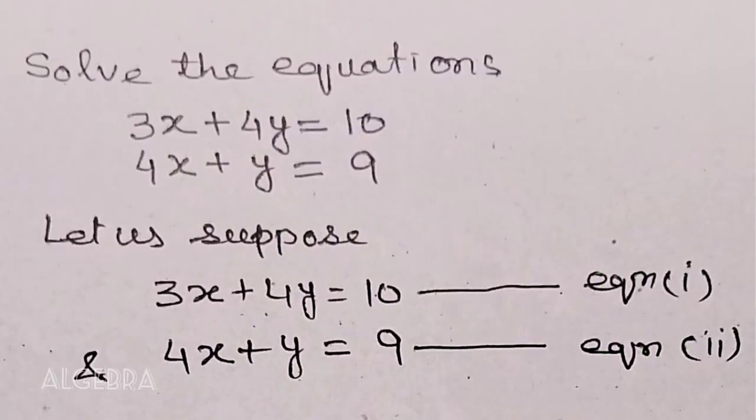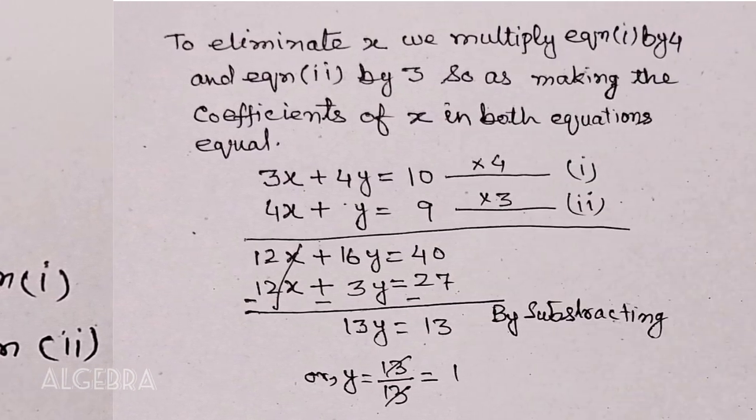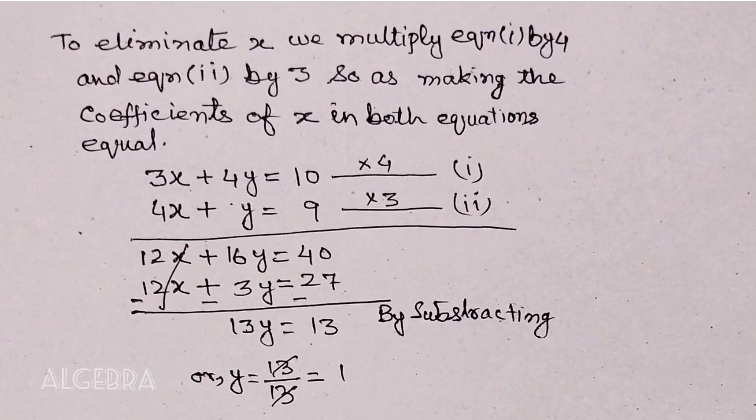Solve the equations. 3x plus 4y is equal to 10, 4x plus y is equal to 9. Let us suppose 3x plus 4y is equal to 10, equation 1, and 4x plus y is equal to 9, equation 2. To eliminate x, we multiply equation 1 by 4 and equation 2 by 3, so as to make the coefficients of x in both equations equal.